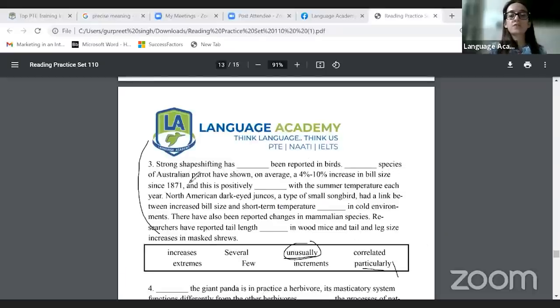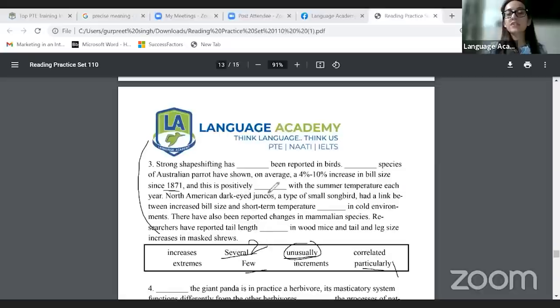Dash species of Australian parrot have shown increase. Sorry, they have shown a 4% to 10% increase in bill size since 1871. So what we have in capitals is several and few. Again, we will not go with the negative side. Why will we say few species? Who told us that there were only few species of animals? So we'll go with a positive writing style that several species have shown this thing.